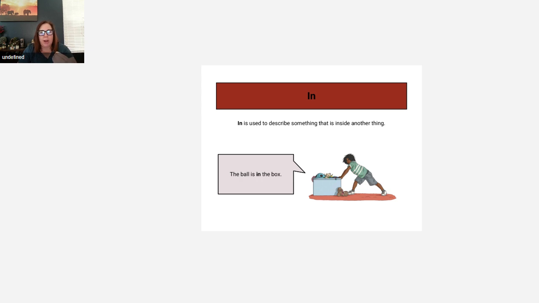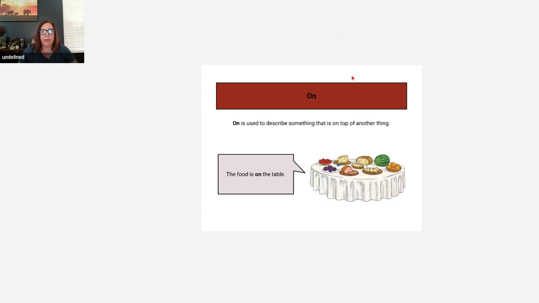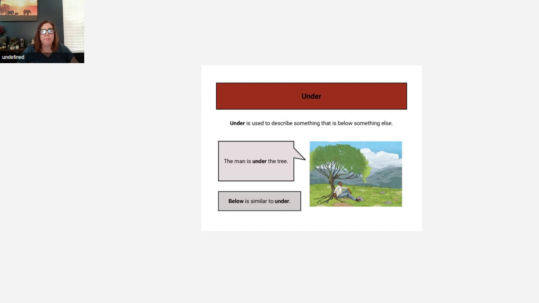For example, in. In is used to describe something that is inside another thing. So this is where it's placed. It's in. The ball is in the box. Another preposition of place we use is on. This is when we're talking about something that is on top of another thing. The food is on the table. My phone, if I can balance, the phone is on my head. When it's on top of something, we use the word on.